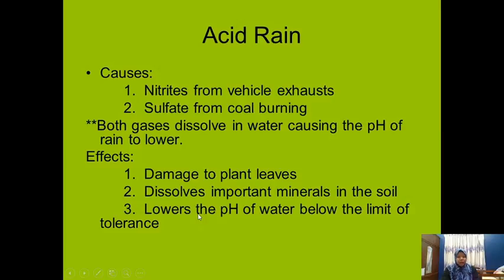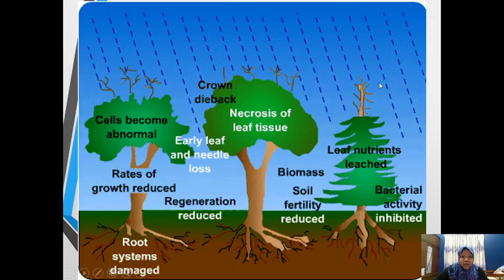Okay. So lowers the pH of water below the limit of tolerance. Bila tanah terlalu berasid, kita punya tumbuhan tidak dapat hidup dengan baik. Itu sebab kita kena kurangkan keasidan tanah sebelum kita boleh bercucuk tanam. Okay.